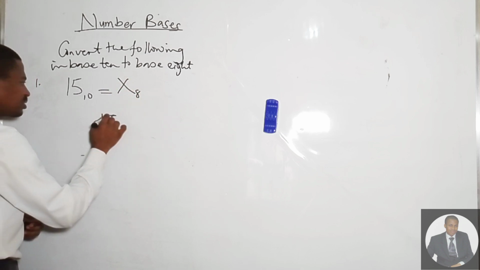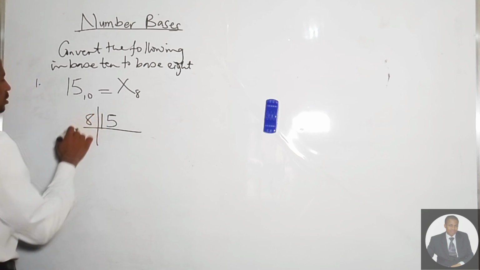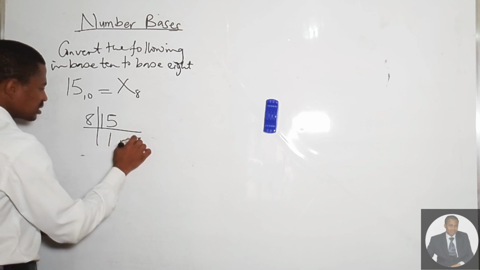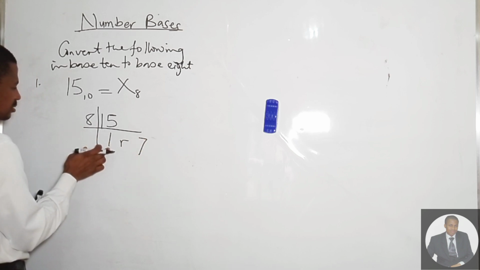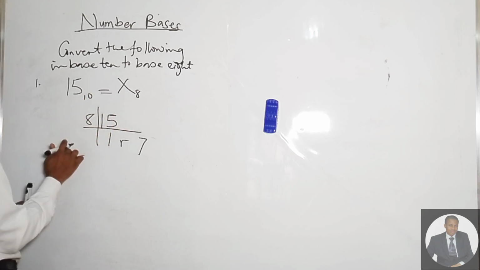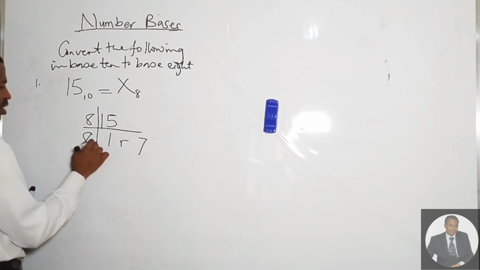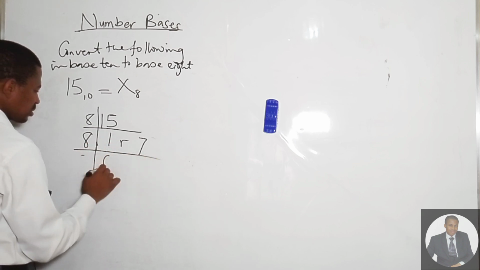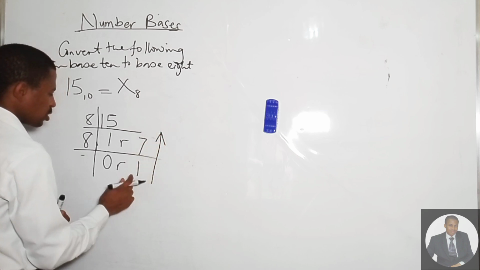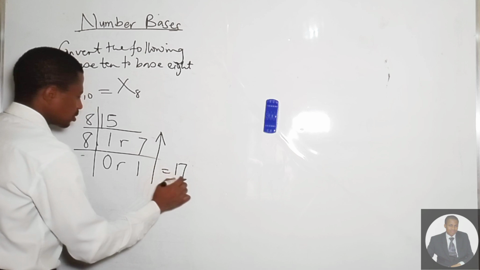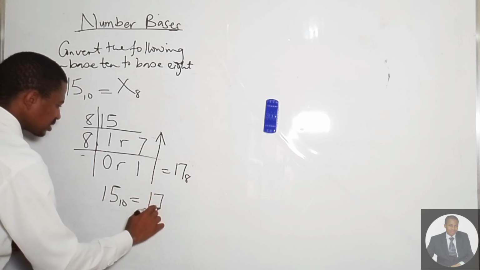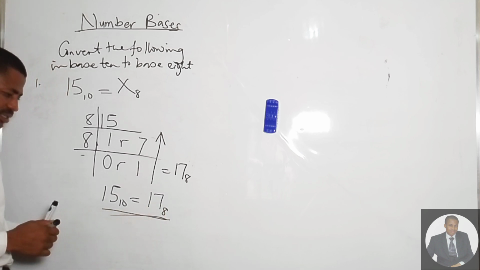What do we do? We write the 15, then we divide it by 8. How many 8s are in 15? 1, remainder 7. 8 times 1 is 8, because 8 times 2 is 16. So it's only once that 8 goes into 15. We write the remainder. How many 8s are in 1? That's 0, remainder 1. So when we want to write our number, we write the answers upward: 1, 7. So we have 17 base 8. This is to say 15 base 10 is equal to 17 base 8. That's the answer.